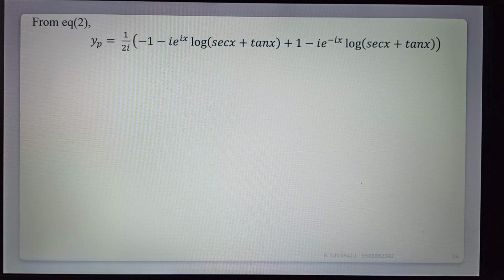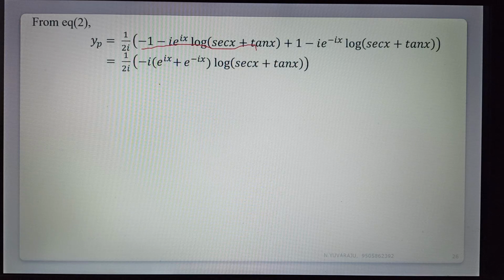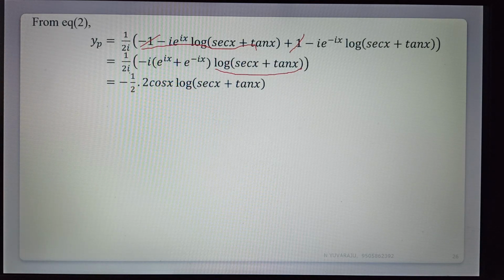From equation 2, both values substituting here, yp is equal to 1 by 2i into the first value, minus 1 minus i e power ix into log of secant x plus tan x, minus the second value, plus 1 minus i e power minus ix into log of secant x plus tan x. Now simplification: the 1 cancels, remaining common 1 by 2i into minus i common, e power ix plus e power minus ix into log of secant x plus tan x is also common. So that is equal to minus 1 by 2, i cancels.